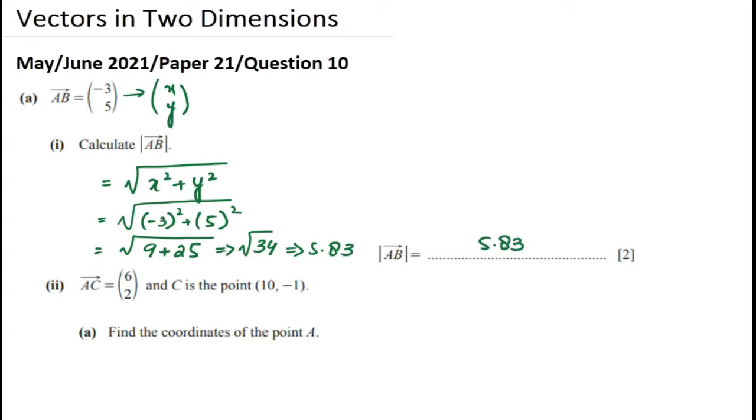Now in the next part they are saying AC is equal to (6, 2) and C is the point (10, -1). So as C has a point (10, -1), if we write its position vector OC, then it will be equal to (10, -1). Find the coordinates of A. So as we know that we have AC, if we write in terms of position vector, we will write OC minus OA. Now we have AC and OC, so we can find OA. So we will get the coordinates of A.